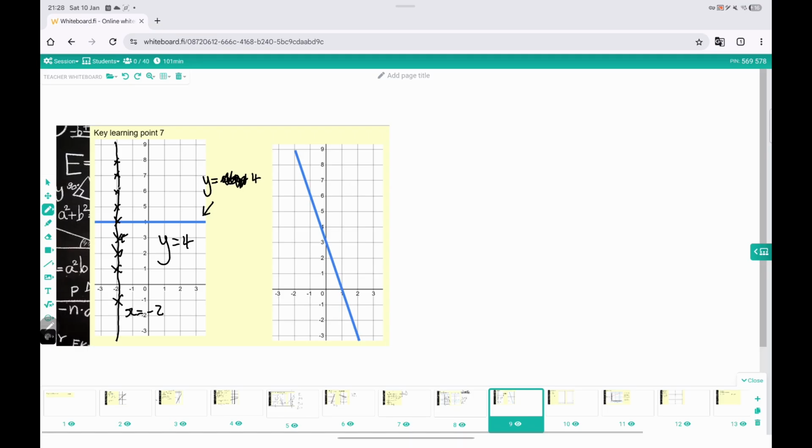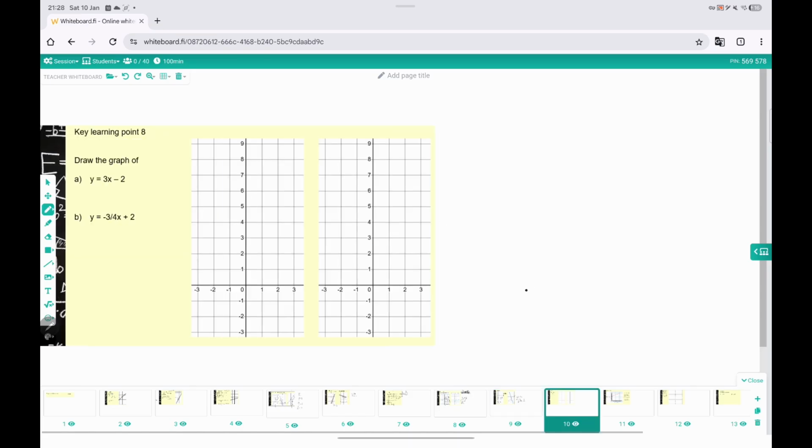Anyway, I digress. Right, this last one here, I've got a y-intercept of 3. I've got a gradient, be careful, of minus 3. So my equation is y equals minus 3x plus 3.